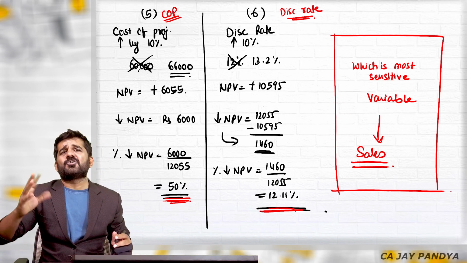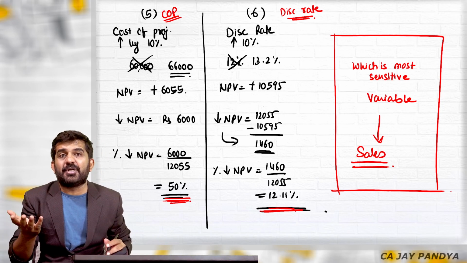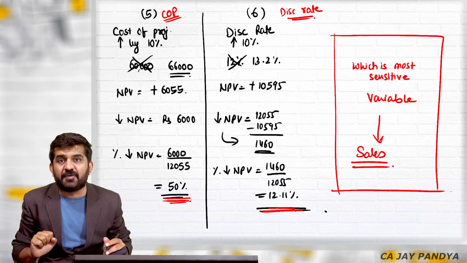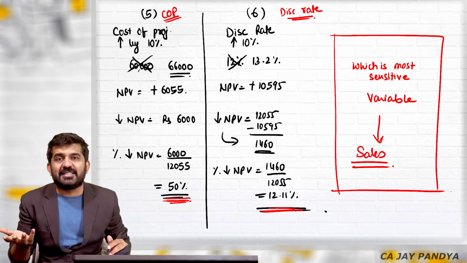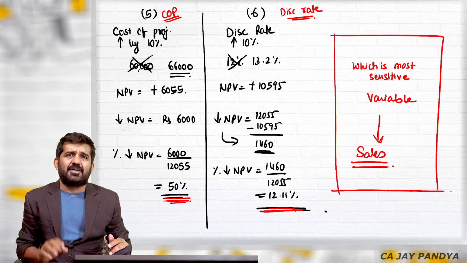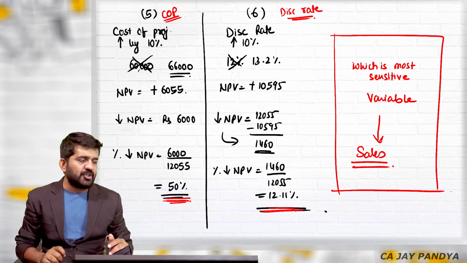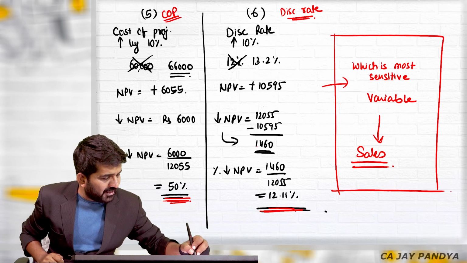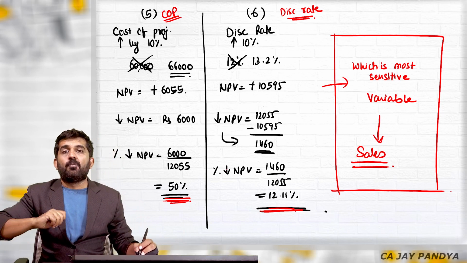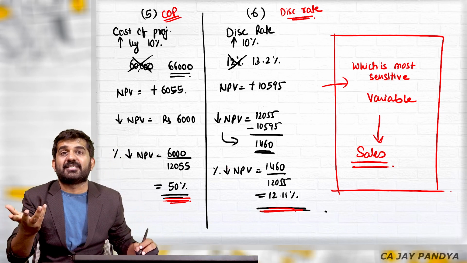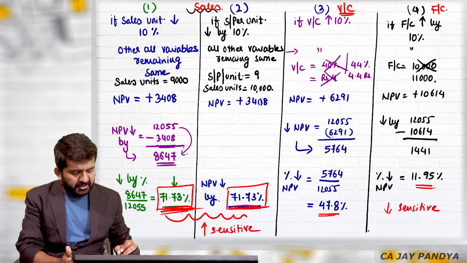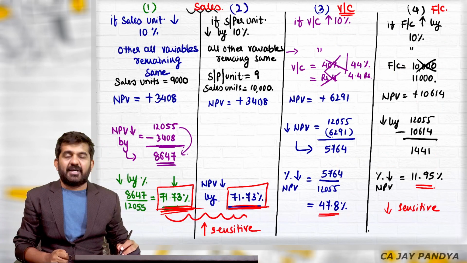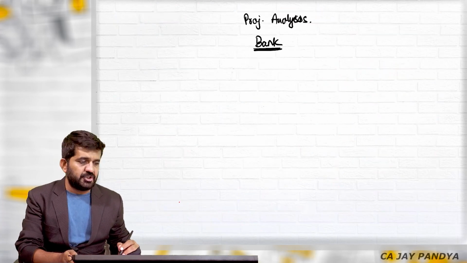And cost of project, they should analyze, because it is coming in between, say, 50%. So it is not a much less sensitive variable. It is an average sensitive variable, and the bank should analyze this. I hope you are clear with this answer. Which is the most sensitive point? Sales. If the sales decrease by 10%, NPV is decreasing by 71.73%.